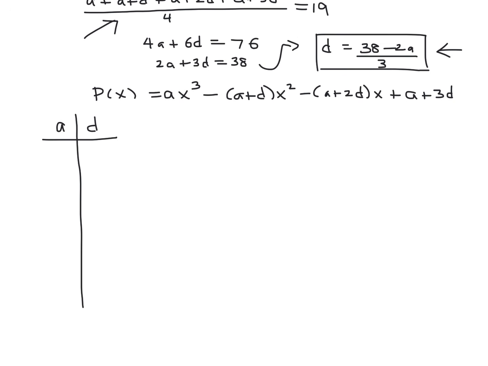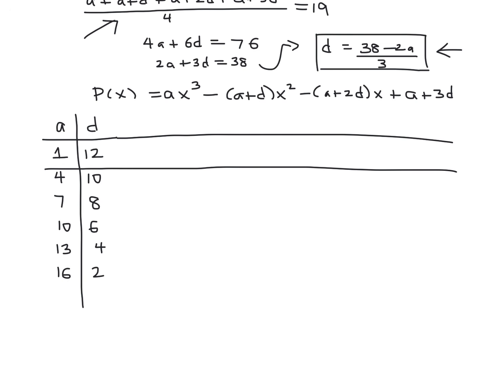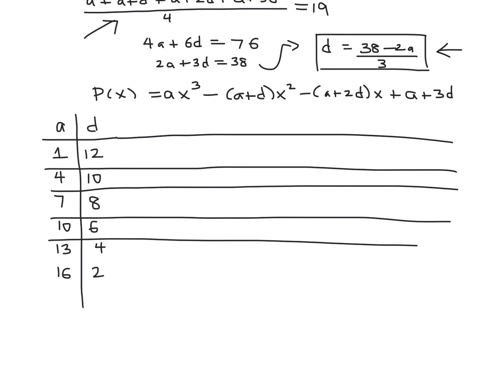Well, let's see. When a is 1, does it give us anything? When a is 1, we get 36. Yeah, 12. And then just keep going like this. When it's 4, you'll get another integer solution. 7 will give me 8. 10 will give me 6. 13 will give me 4, and then the last integer solution is 16 and 2, and then we start getting negatives. Okay, that's actually pretty decent. It's not too long of a list, so we can work with this.